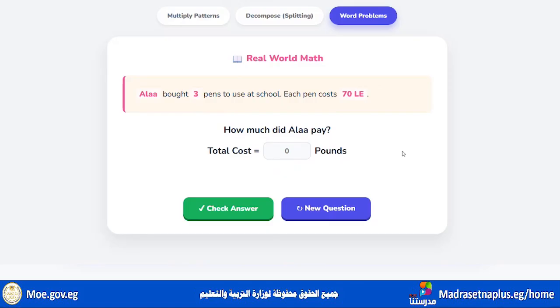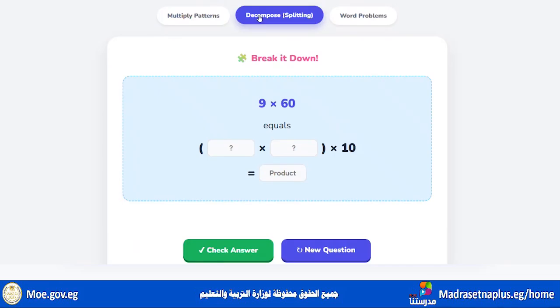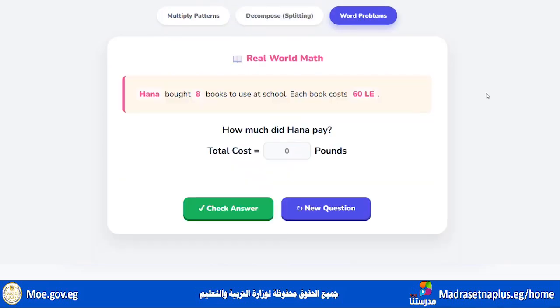Ala, I can't cancel this name. So Ala bought 3 pens to use at school. Each pen costs 70 pounds. So the answer will be 3 times 70. 3 times 7 will be 21. 21 tens means 210. Yes. So we have a quiz about multiplying by a pattern, by using decomposing or splitting, or using multiples of 10 in word problems.